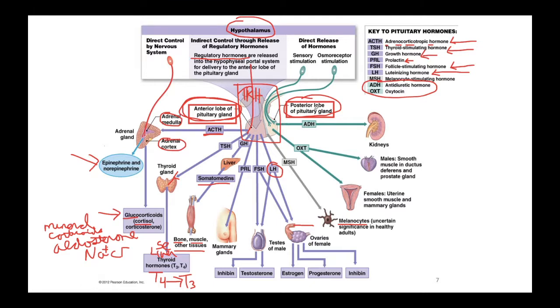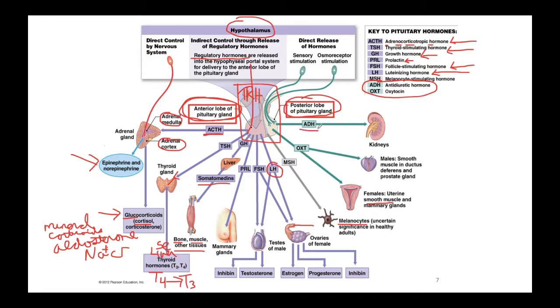Now, on the neurohypophysis, on the posterior lobe, this is where oxytocin and ADH have an impact. Oxytocin is going to make the smooth muscle of the female uterus contract. And then oxytocin is also going to affect the smooth muscle of the vas deferens during ejaculation. It's going to work in conjunction with luteinizing hormone.